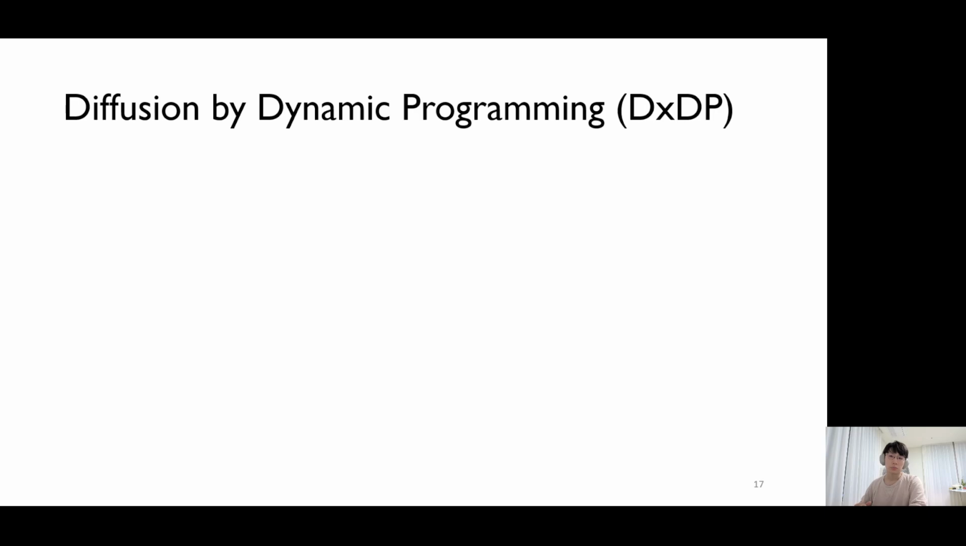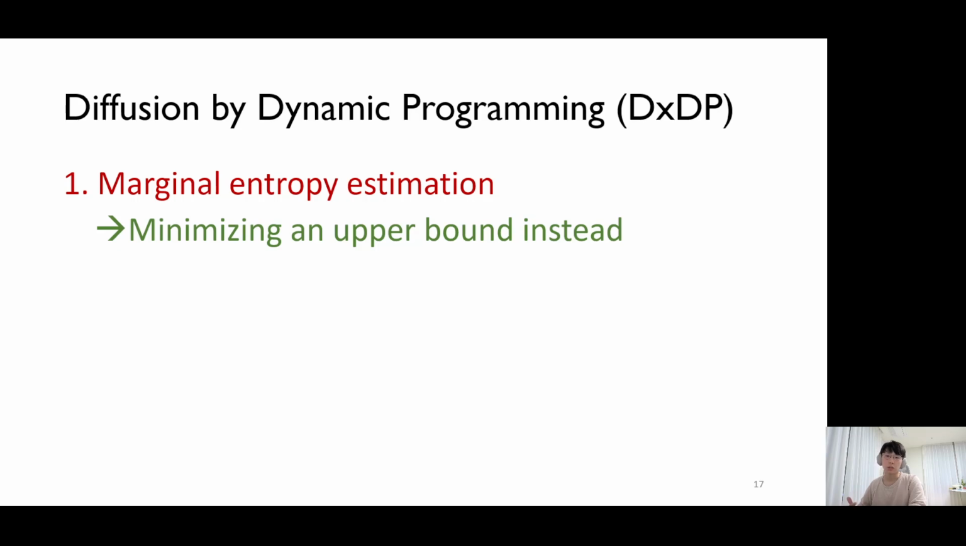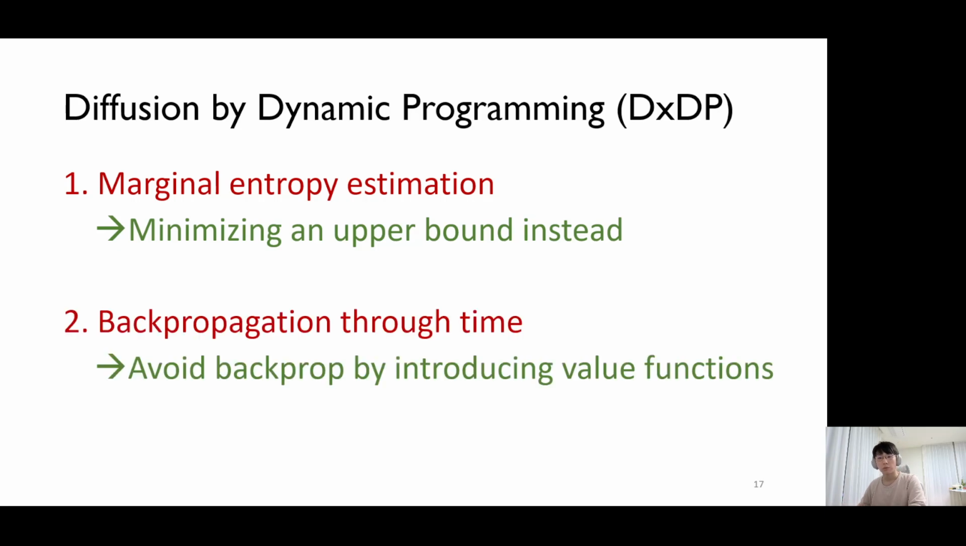To circumvent these problems, we present a novel RL algorithm for diffusion models called diffusion by dynamic programming, D by DP. First, we avoid the marginal entropy estimation by minimizing an upper bound of the KL divergence instead. Second, we remove the need for backpropagation by introducing value functions.